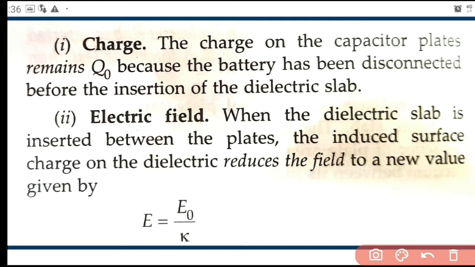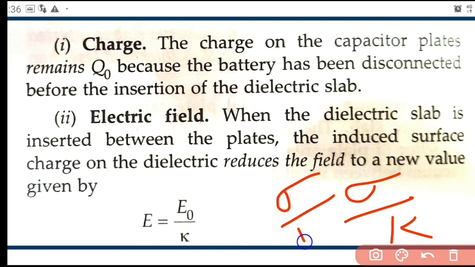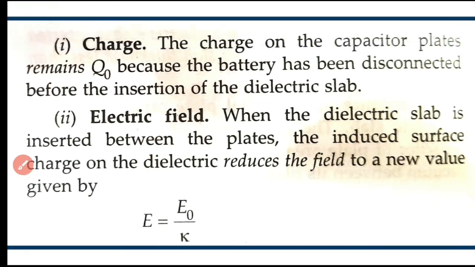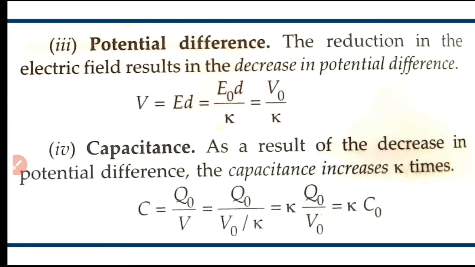This thing we have already discussed. Induced surface charge density sigma changes to sigma by K. So the new electric field becomes sigma by K epsilon 0. Such things we have already discussed. So in short, electric field becomes E0 by K, where E0 is the electric field in the absence of the dielectric slab.